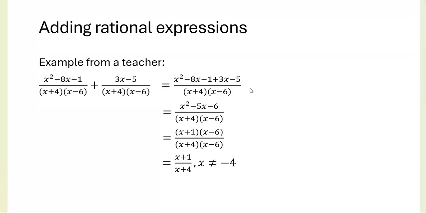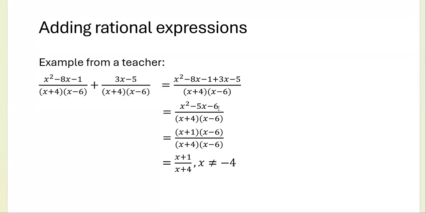And I'll give the teacher credit. Her work was actually really neat and well written like this over here, step by step. Nice equal signs to show equality. Okay, so from here, we can simplify, combine like terms, minus 8x plus 3x, that's negative 5x here, negative 5 and a negative 1, that makes a negative 6, okay?